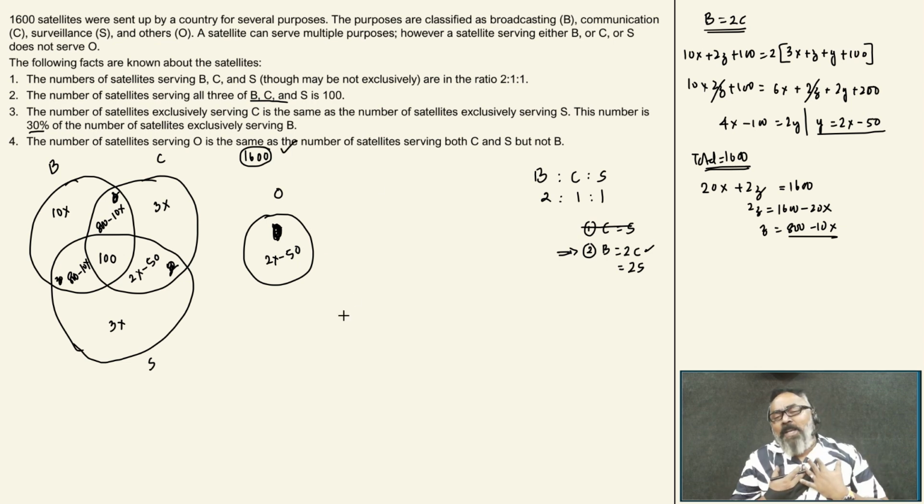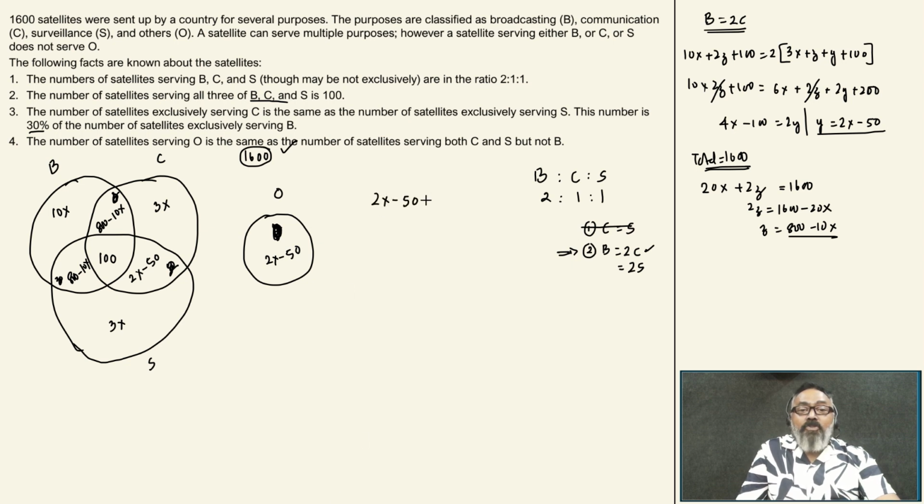But what do we do from here? This is a very, very simple idea. This can never be negative, and none of these values has to be negative. Those have to be greater than 0, which means 2x minus 50 should be greater than or equal to 0. That means 2x has to be greater than or equal to 50, which means x has to be greater than or equal to 25.